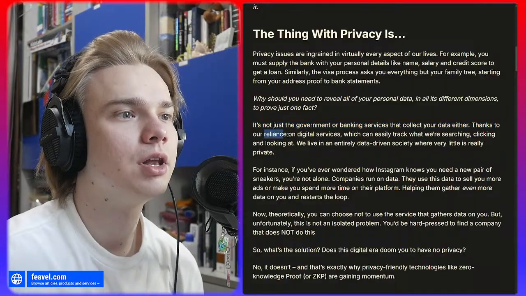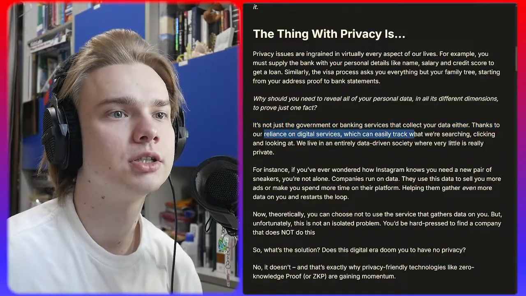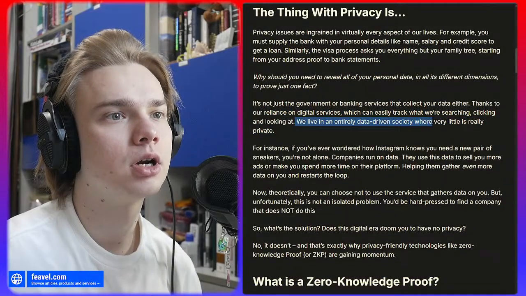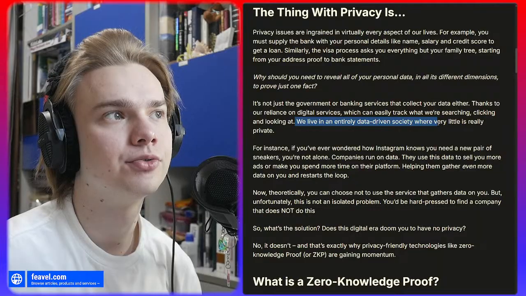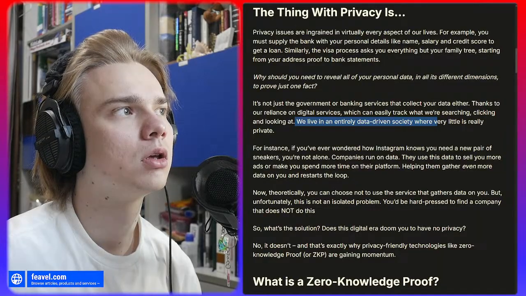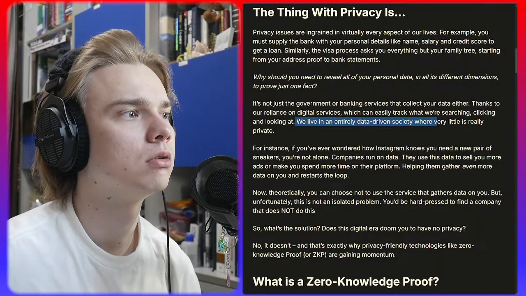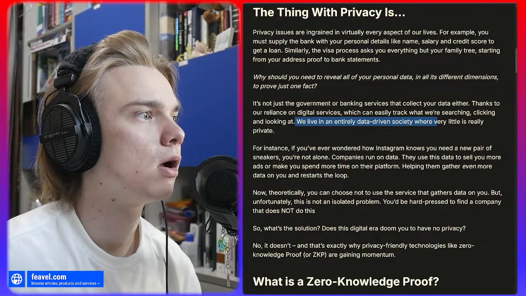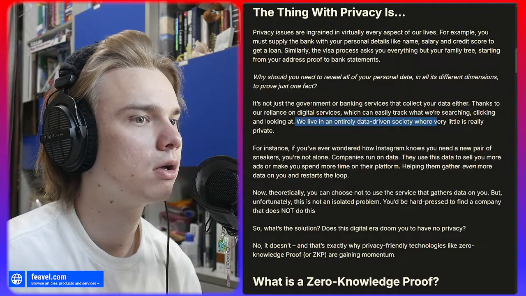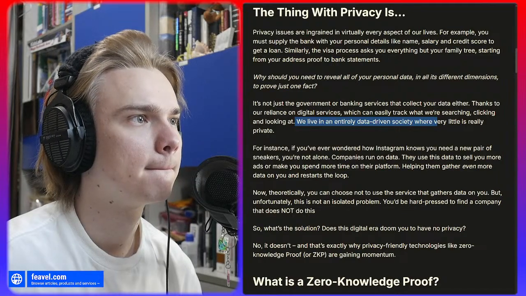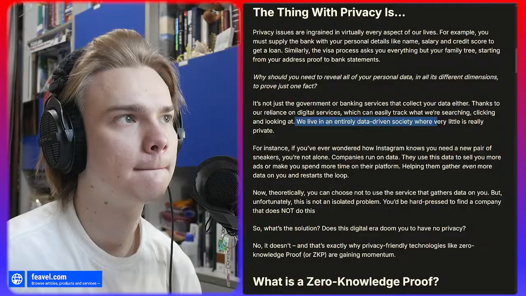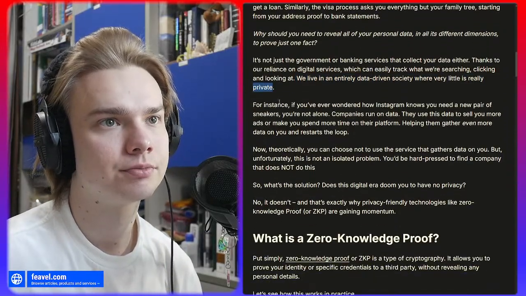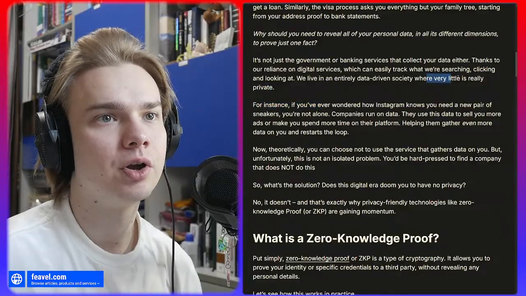Thanks to our reliance on digital services which can easily track what you're searching, clicking, and looking at, we live in an entirely data-driven society where very little is private.